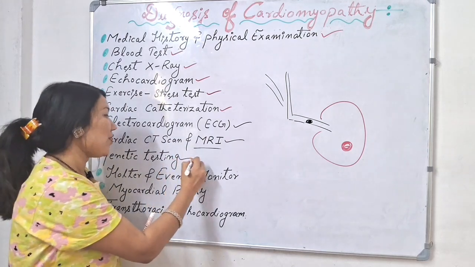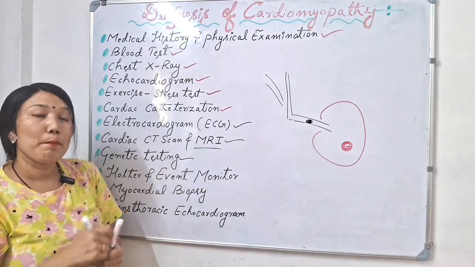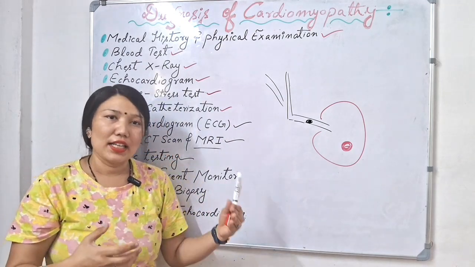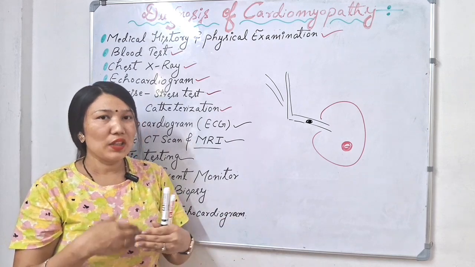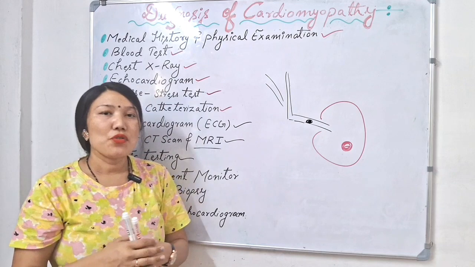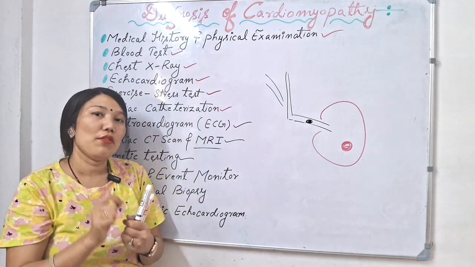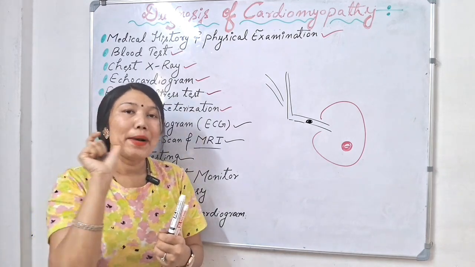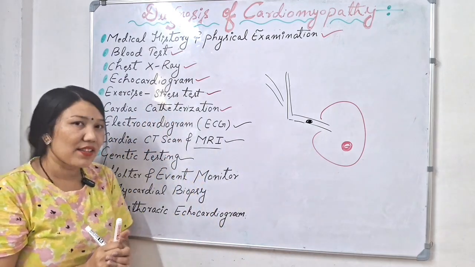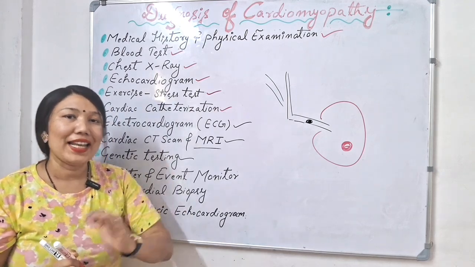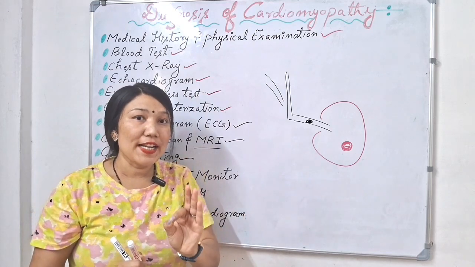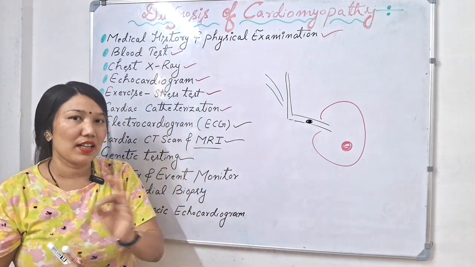Next we have genetic testing. Why is genetic testing important? Because cardiomyopathy or most heart disease happens due to genetics, due to a mutation in the genes. So this cardiomyopathy can pass over to the next generation also. We are checking the gene DNA by the PCR, polymerase chain reaction process. So through genetic testing we are checking for any mutation or any change in the gene, because cardiomyopathy happens due to genetic factors also. It is a hereditary disease condition.